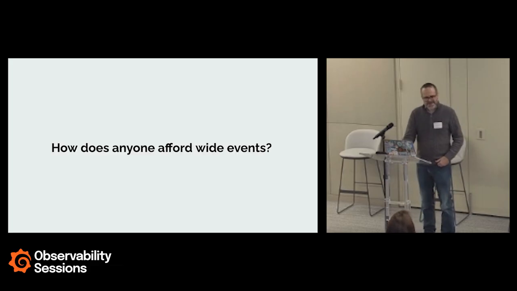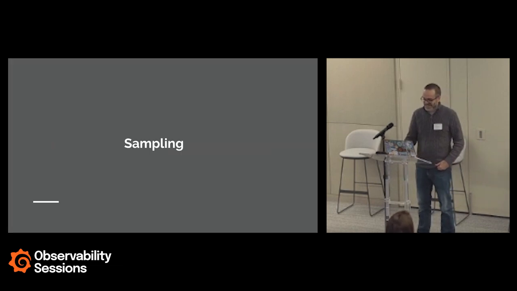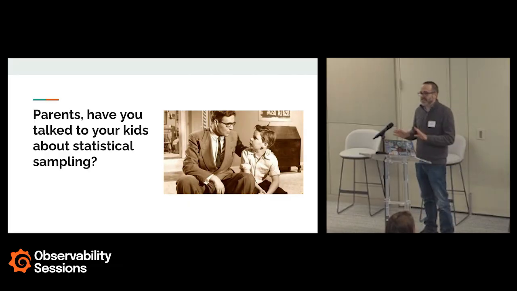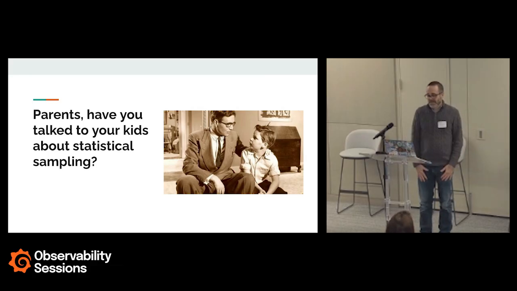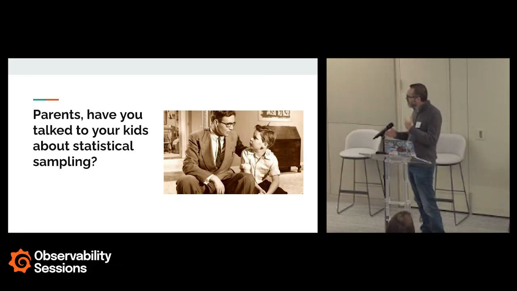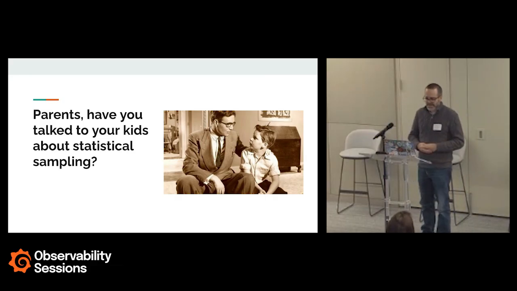So how does anyone actually afford wide events? The answer is sampling. So I guess there comes a time in the lives of many platform engineers where you might have some uncomfortable feelings, some new feelings about your observability build. You might want to engage in some risky behaviors like statistical sampling. But I don't want to shame anyone. This is a normal and healthy behavior.